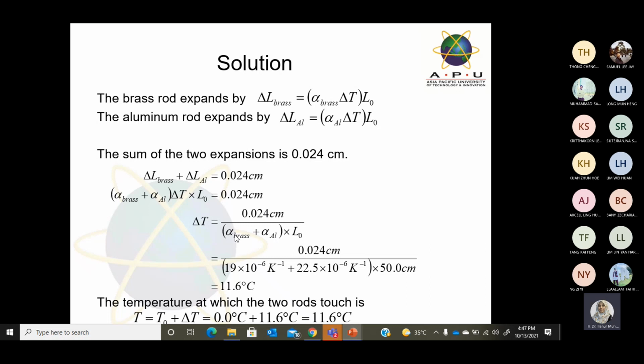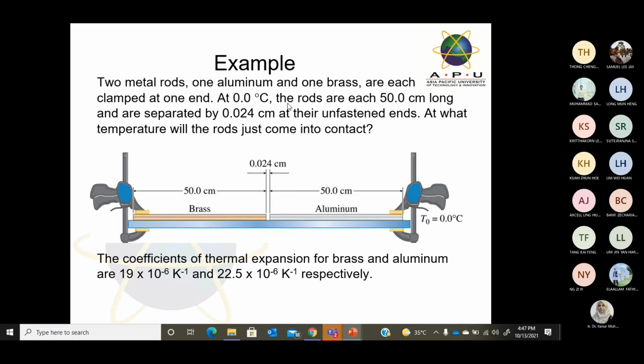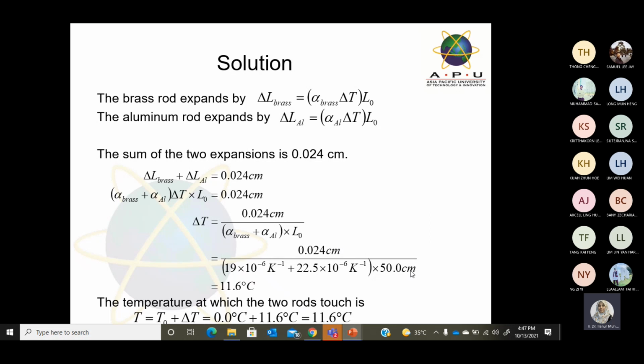Then substitute alpha brass, 19 times 10 to the negative 6, from the table. Alpha aluminium, the coefficient of aluminium, also from the table. Substitute here, and times with 50. 50 cm is the original length. Refer to here: the rods are each 50 cm long, so both same. If not the same, you cannot put L0 here, must add. After that, 11.6 degrees Celsius. Next, the temperature at which the two rods touch is T equals T0 plus change of T, which is 11.6.